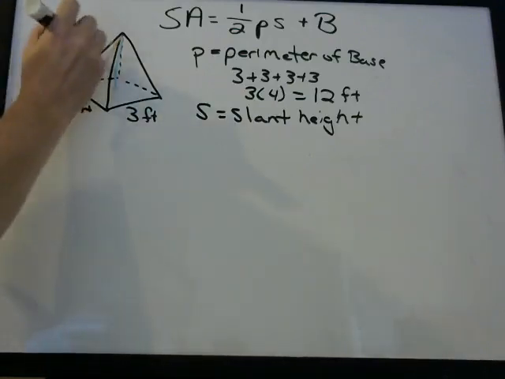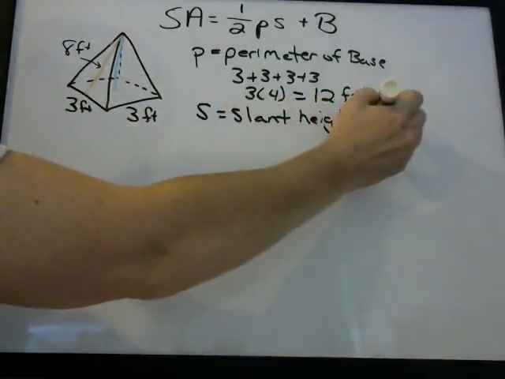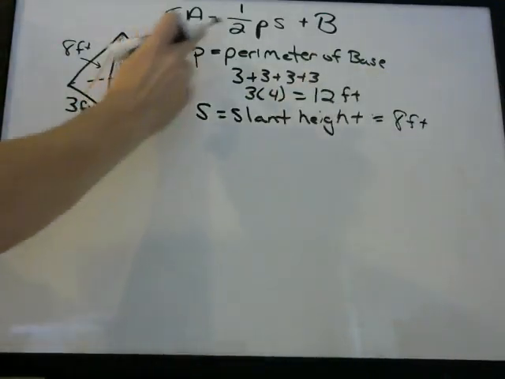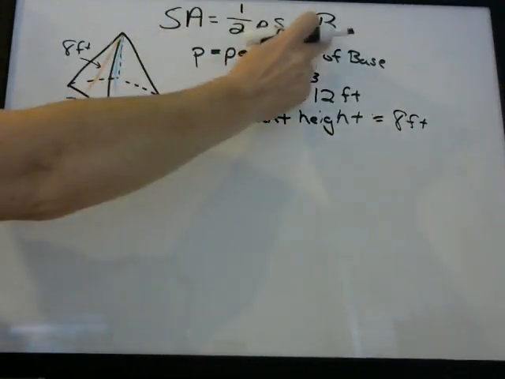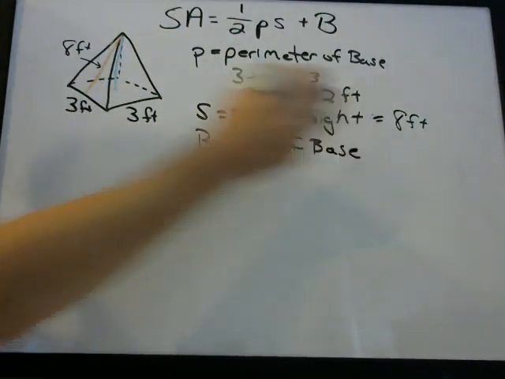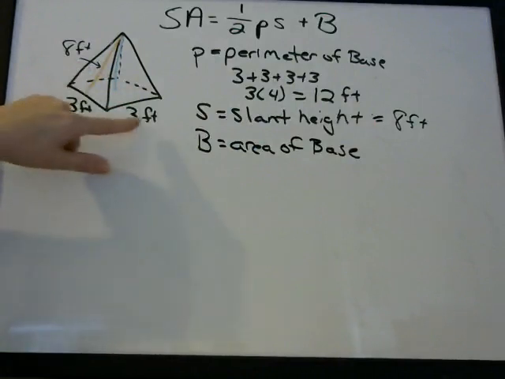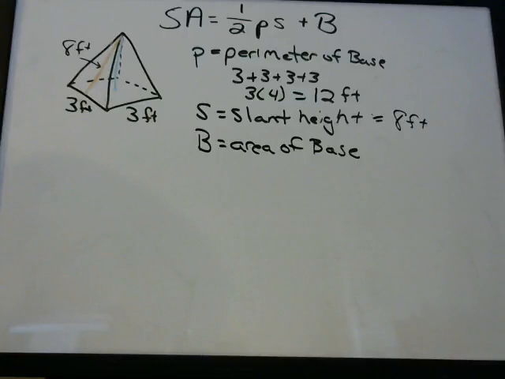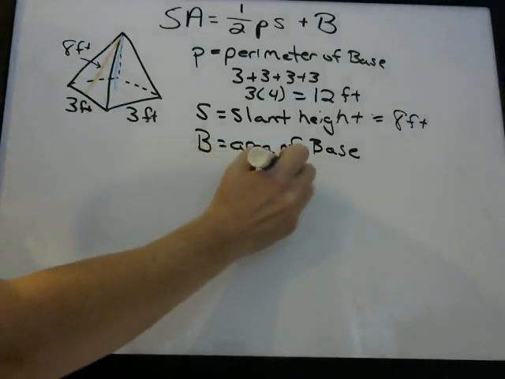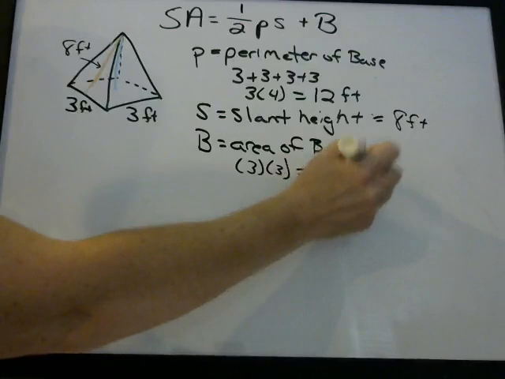So let's say here the slant height is 8 feet. That's just going to be given. I'm just going to say that's 8 feet. So we have P is the perimeter, S is the slant height, and B means area of the base. Here you need to know how to find the area of this square. Area of a square, or a rectangle, is length times width. So 3 times 3, that's the area. If you don't know how to do area of a rectangle or a square, you need to watch that video as well. So the area of the base is just 3 times 3. Remember, when we write two numbers in parentheses beside each other, it just means multiplication. So it's 9 feet squared.